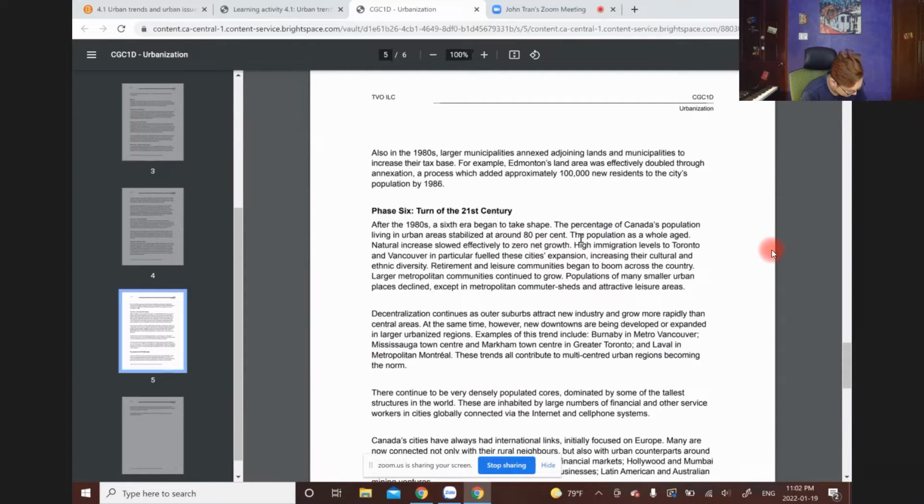There continue to be very densely populated cores dominated by some of the tallest structures in the world. These are inhabited by a large number of financial and other service workers in cities globally connected via the internet and cell phone system.